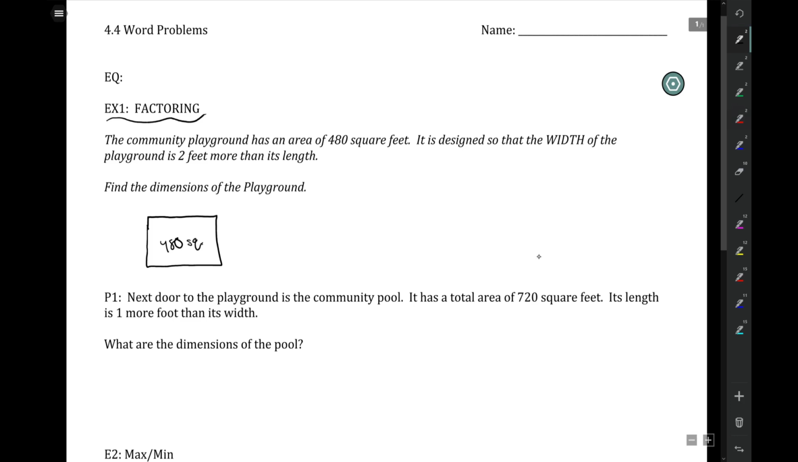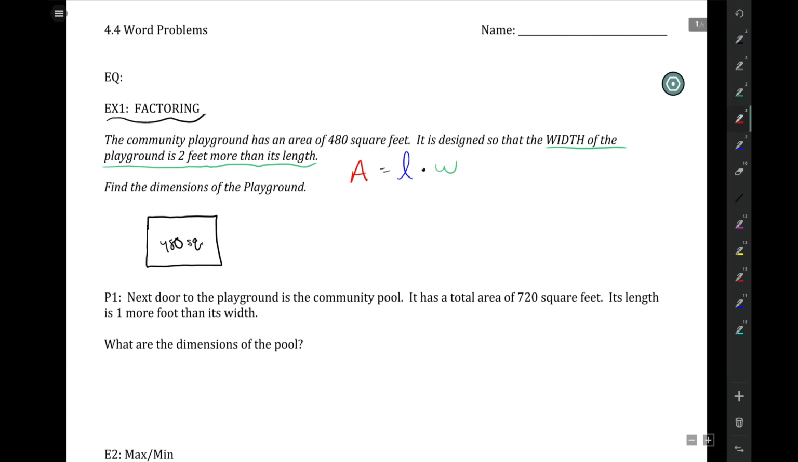So one of the key things we need to know, anytime you see area, something should go off in your mind. Area equals length times width. Okay, you're going to need this formula. So the width of the playground is 2 feet more than its length. Anytime we don't know something in mathematics, so we don't know what the current length is, we will call it x. We're trying to find the dimensions. We don't know what the length is. Let's say the length is x. So we just put that in.